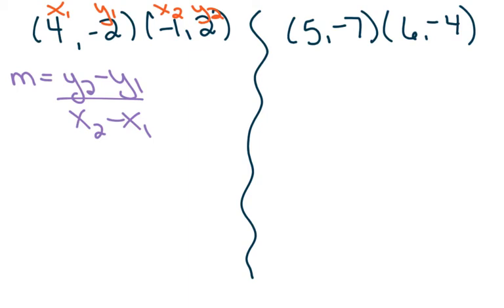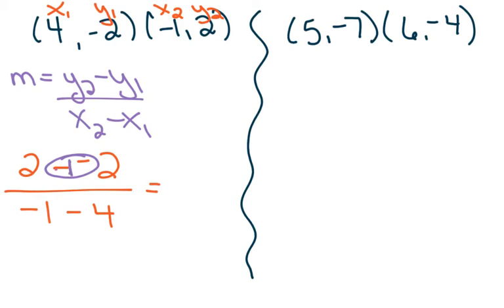And on here, what we have to be able to talk about is finding the slope. So if I plug stuff in, I would have 2 minus -2 over top of -1 minus 4. Being super careful on the top, since you're subtracting a negative right here, that'd be like adding. So I have 2 plus 2, which gives me 4. And on the bottom, I have -1 minus 4, which gives me -5.